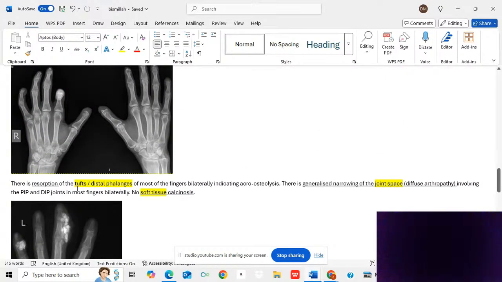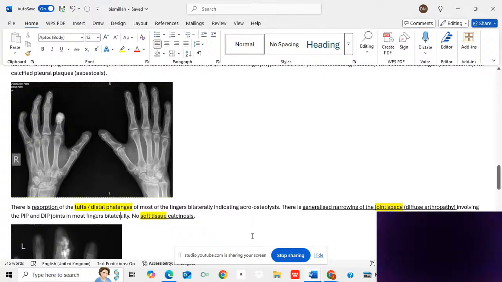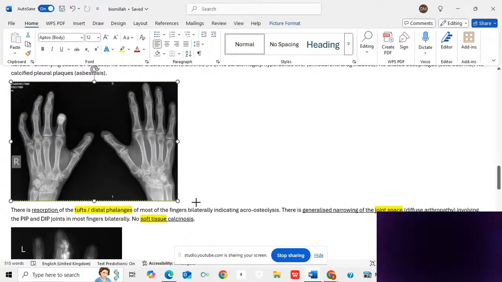What to look for? Resorption of the tufts of the distal phalanges. This is the second feature. Resorption or erosions of the tufts of the distal phalanges. There is evidence of resorption of the tufts of the distal phalanges of most of the fingers bilaterally, and this is called acroosteolysis.